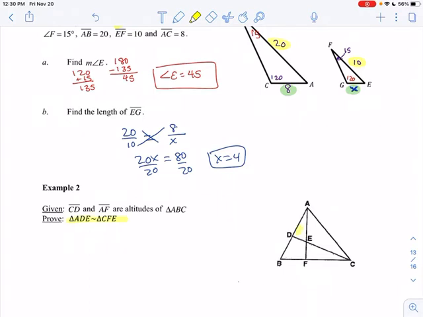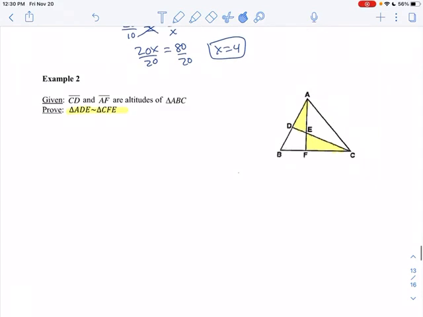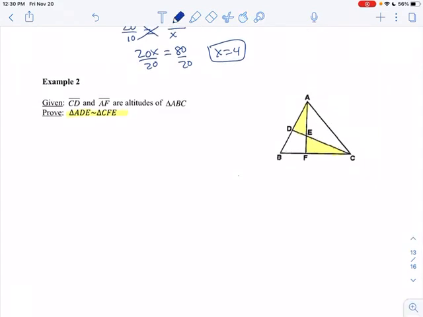I want to prove that ADE, which I'll highlight right here in yellow, is similar to CFE. Now, I want to prove they're similar. In order to prove they're similar, I need angles. So that's my goal, is to get angles. All right, so I'm going to start with my given, that CD and AF are altitudes.